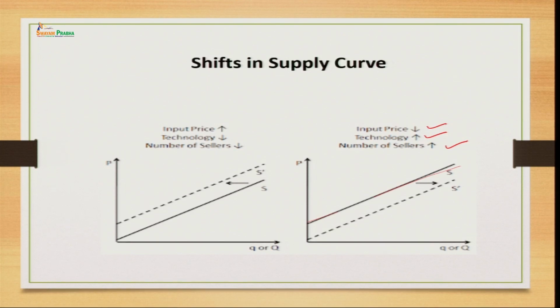Whereas, if you look at the left side, we have the supply curve where the quantity supplied reduces because of a change in the input prices. If the input price increases, supply will decrease. When technology decreases, supply will decrease, and when the number of sellers decreases, supply will decrease, and the supply curve will shift back, that is towards the left side. One thing you need to understand here is that shifts in the supply curve take place because of a change in factors other than price, and movements take place because of a change in the price.